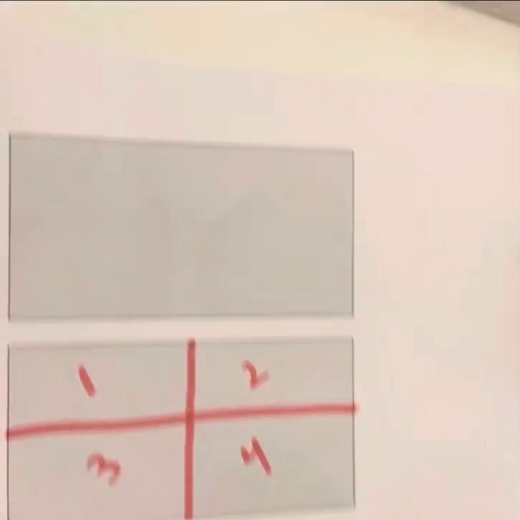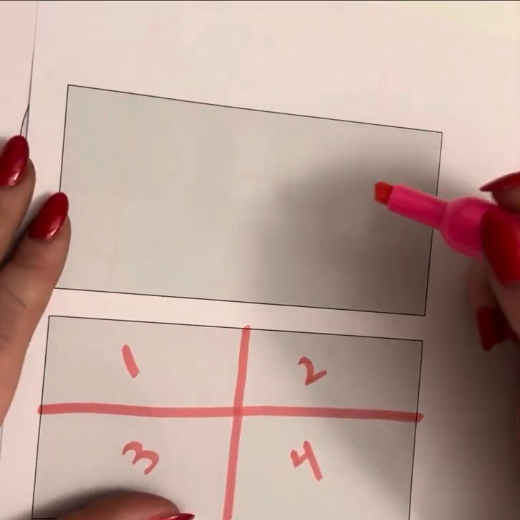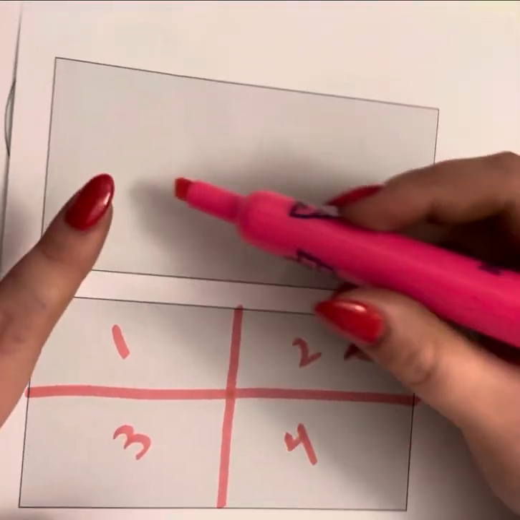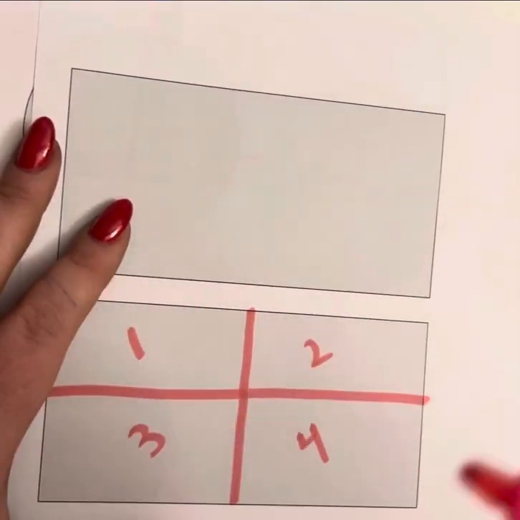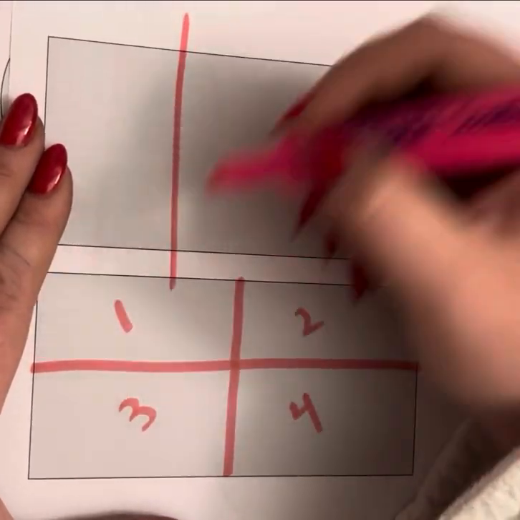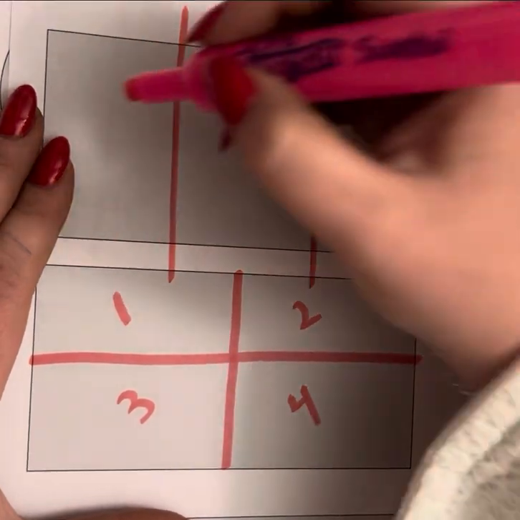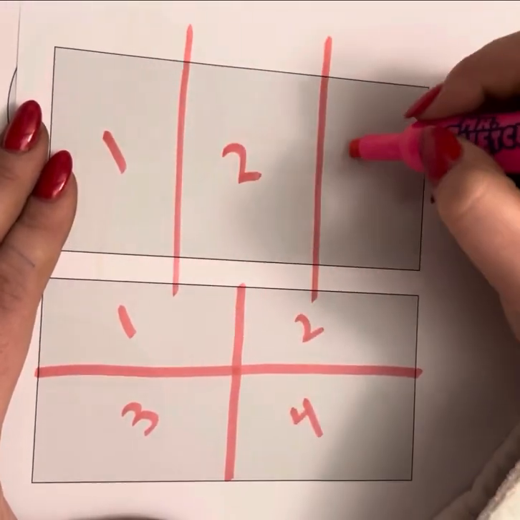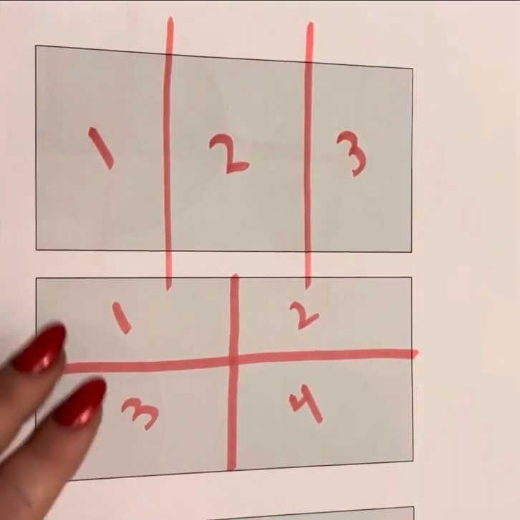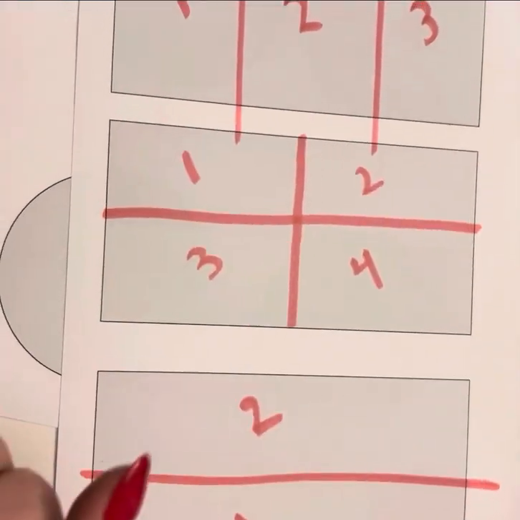I can do the same for a rectangle. I cannot draw a line down the middle because then I only have 2 halves. So I need to move the lines, making sure we have 3 equal parts. 3 of these parts are the same size.